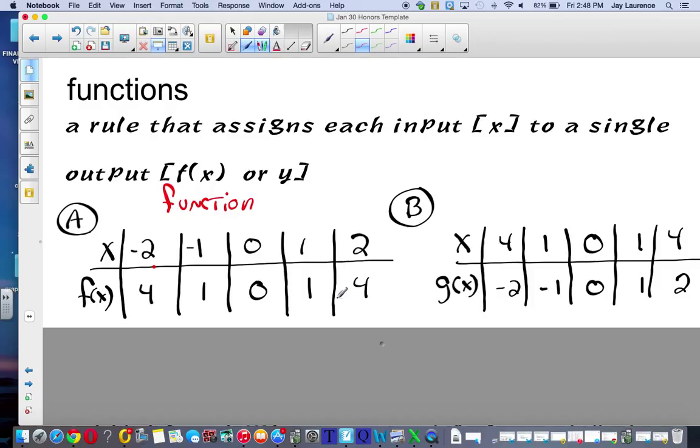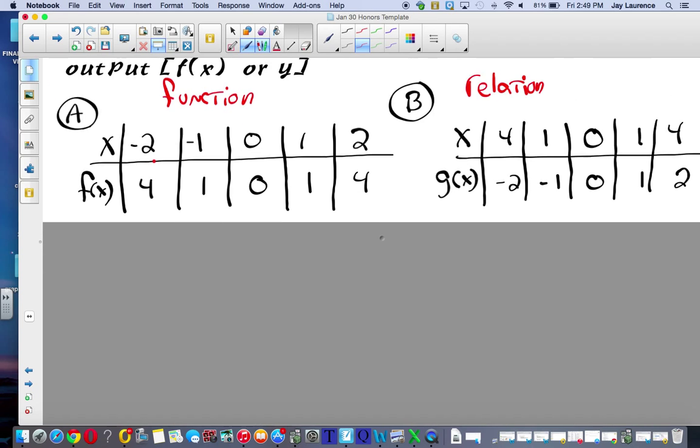Now, you can't use that argument on the test. You have to use this definition. But to help you with understanding what the definition is trying to say, we can use that analogy. Okay, so let's look at B. Here I have 4 going to -2. But over here I have a 4 going to a +2. This is not a function. This is like Bob going to 2 different places at the same time. This we call a relation.